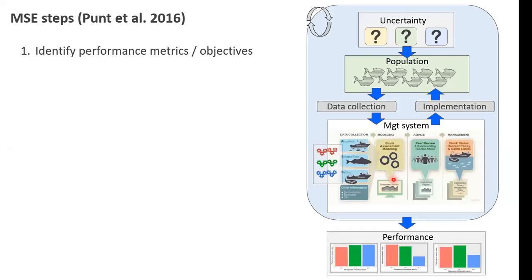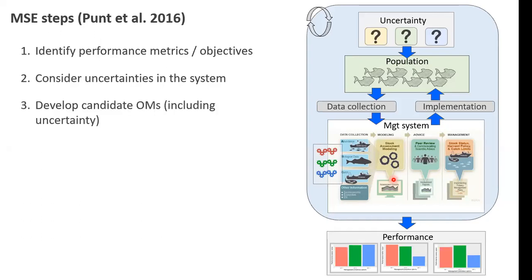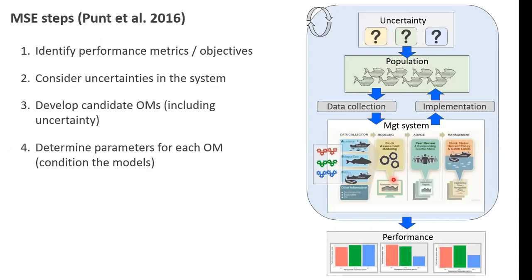Like I mentioned, Andre Punt had this paper, and I thought he did a good job laying out what the steps are for MSE, so I thought I would just repeat those here. His first step is to identify performance metrics or objectives for the system, and then to consider any uncertainties and develop candidate operating models that include those realistic levels of uncertainty. Then determine parameters for each of the operating models. In other words, sometimes we call that conditioning the models.